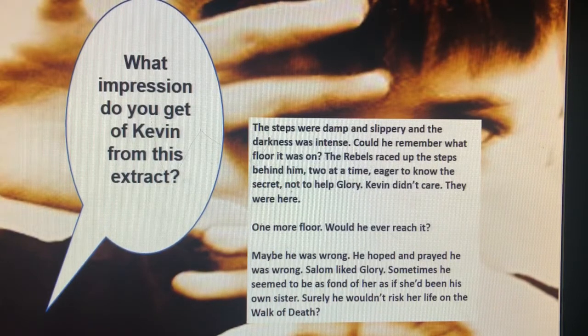"One more floor, would he ever reach it?" Well, Kevin at this point is wondering what will happen and whether the situation will ever end. "Maybe he was wrong" suggests Kevin is in doubt or unsure what's happening. And then we've got this last rhetorical question again, "surely he wouldn't risk her life on the walk of death." This suggests then that he might be a little bit apprehensive about what Salem had in store for Glory. You get the idea that I'm looking through there, pointing out quotes or naming quotes and linking that to how Kevin feels.